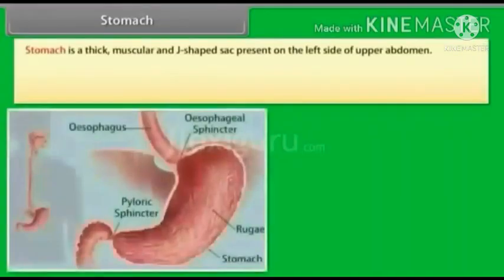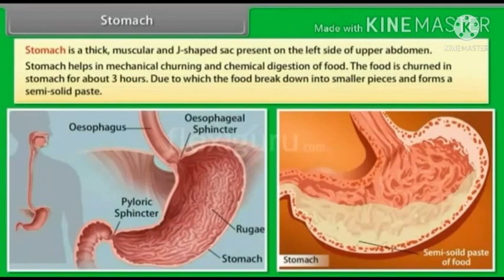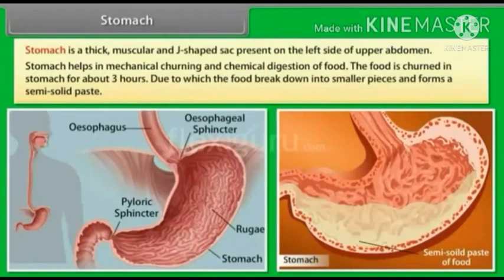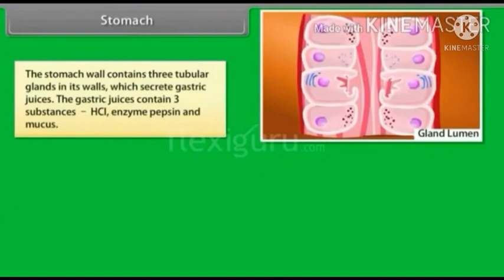Stomach. The stomach is a thick, muscular and J-shaped sac present on the left side of the upper abdomen. The stomach helps in mechanical churning and chemical digestion of food. The food is churned in the stomach for about 3 hours, due to which the food breaks down into smaller pieces and forms a semi-solid paste. The stomach wall contains 3 tubular glands in its walls which secrete gastric juices.